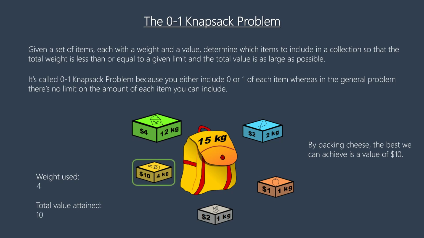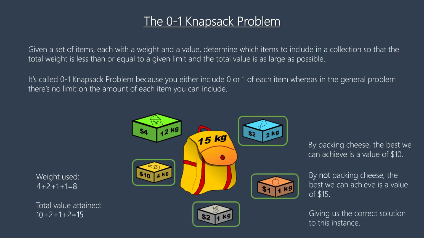Now let's start off by not including the cheese at all. If we do this, we can see that we can actually include all the items as we will not exceed the weight limit of 15 kilograms. Now, we have achieved a much better value than we had if we had included the cheese. Therefore, the maximum value achievable with all these items will be $15.